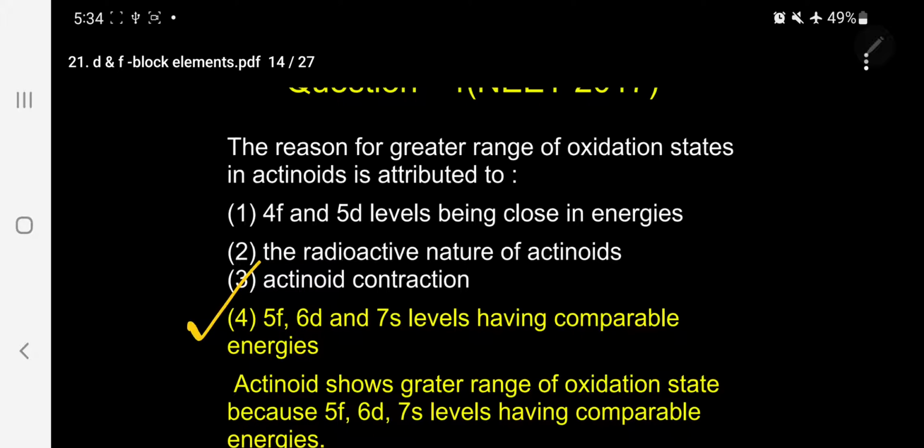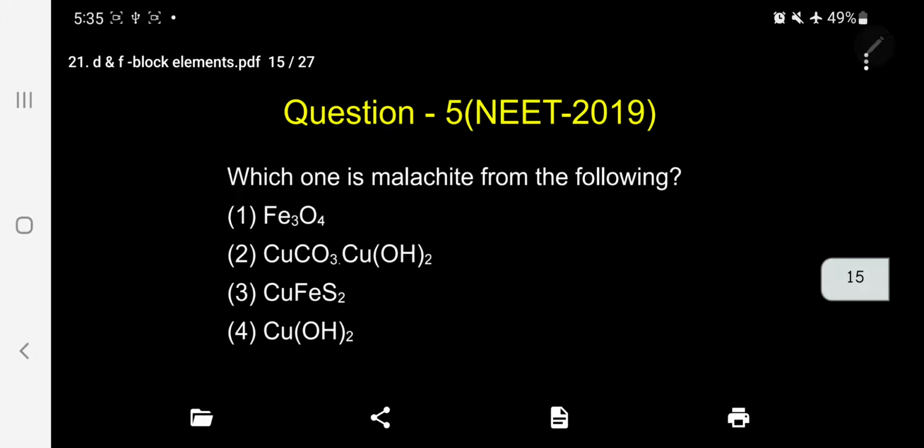The answer is 4. That is 5f, 6d and 7s levels having comparable energies, so that actinides show greater range of oxidation state because of 5f, 6d, 7s levels having comparable energy. This is the reason for the question. The correct answer is 4. Please follow.